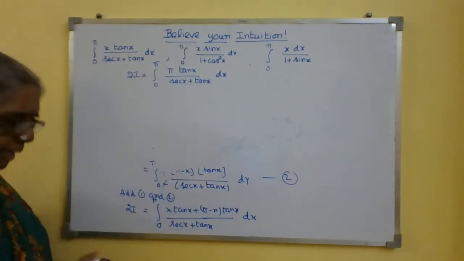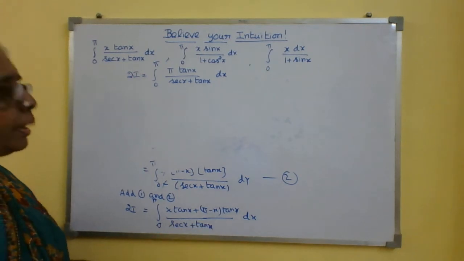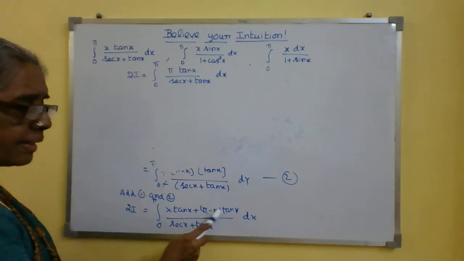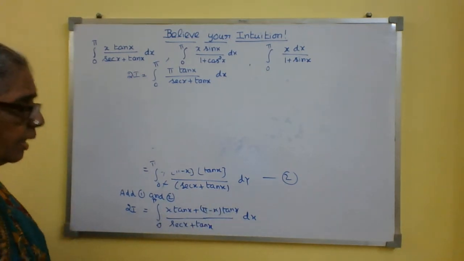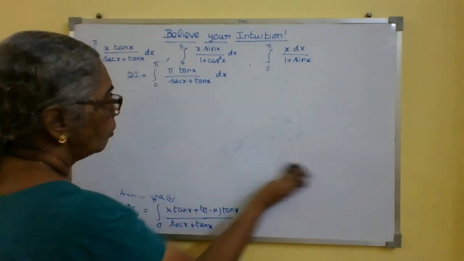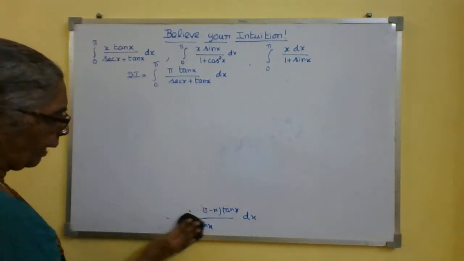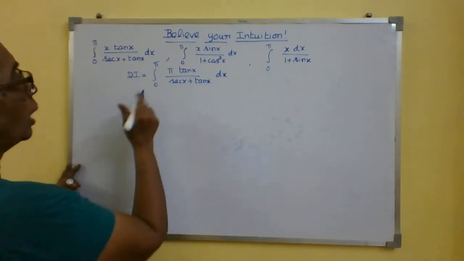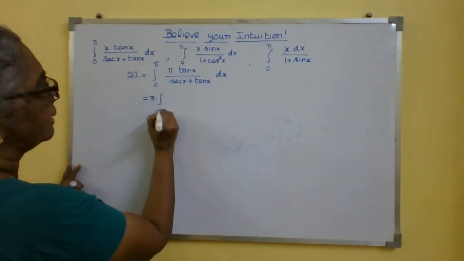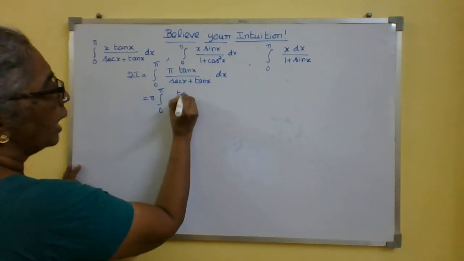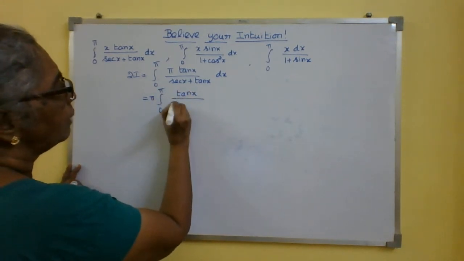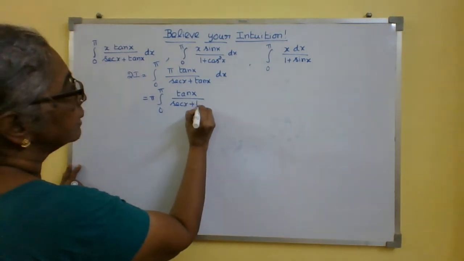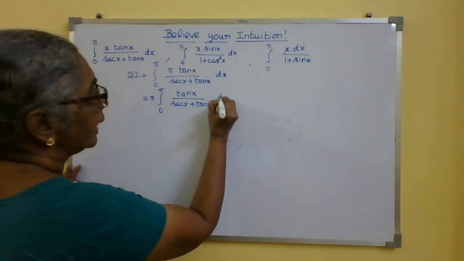So 2I is equal to... the x is now eliminated, because this x tan x and that minus x tan x are getting cut. So you are left with now only trigonometric functions. The pi is a constant that I can take out actually. So now I am taking that pi outside the integral 0 to pi. I will be getting tan x by secant x plus tan x dx.